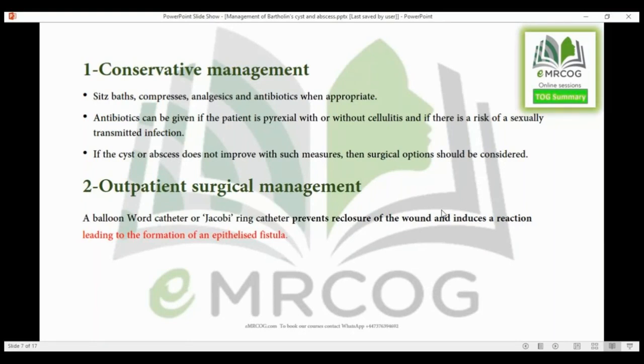Even abscesses, by the way, when they are very small, and this is the first time she's having this abscess, and she's not pyrexic, she's not having general malaise, she's not having signs of toxemia, you can avoid prescribing her antibiotics. This was mentioned in the strategy, but it's not mentioned here in the talk. With or without cellulitis, when you have pyrexia, this is an indication for antibiotics. If the cyst or the abscess does not improve with such measures, we can offer her, of course, the surgical options. Surgical options can be outpatient or inpatient, as I told you.